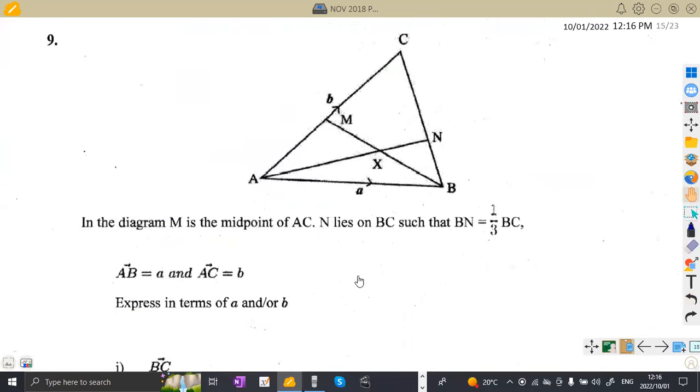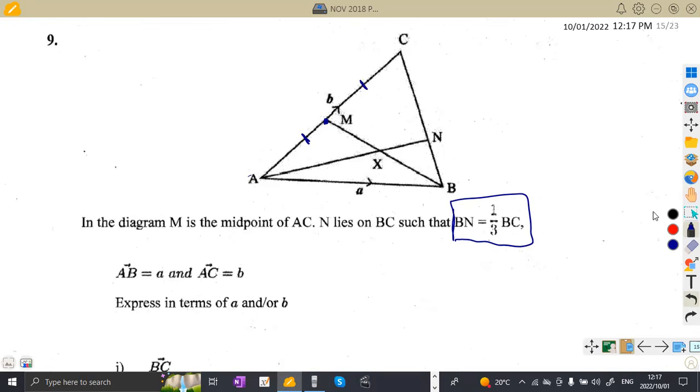Question number 9 is now a vector. In the diagram, M is the midpoint. So this M is a midpoint, which means it's half from A to C, which means from A to M and M to C is half here. And we are given that from A to B is a, then AC is b. Then from B to N, we are given a ratio that BN is equal to a third of BC.